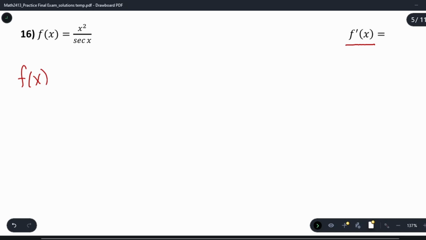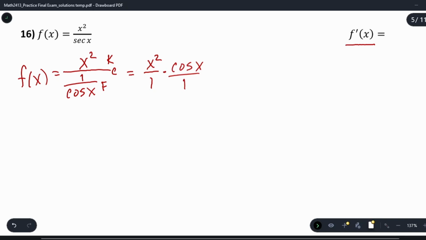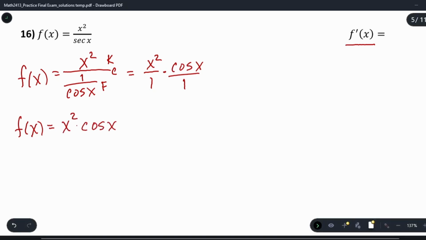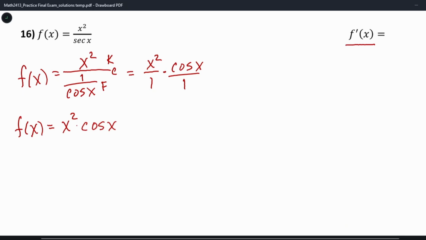Here we go. I happen to know a trig identity that says that secant is the same as 1 over cosine x. And then I can apply the keep, change, flip. So that'll give me x squared over 1 multiplied by the reciprocal of this fraction, cosine x over 1, which gives me my new function to be x squared times cosine x. And then I can apply the product rule.